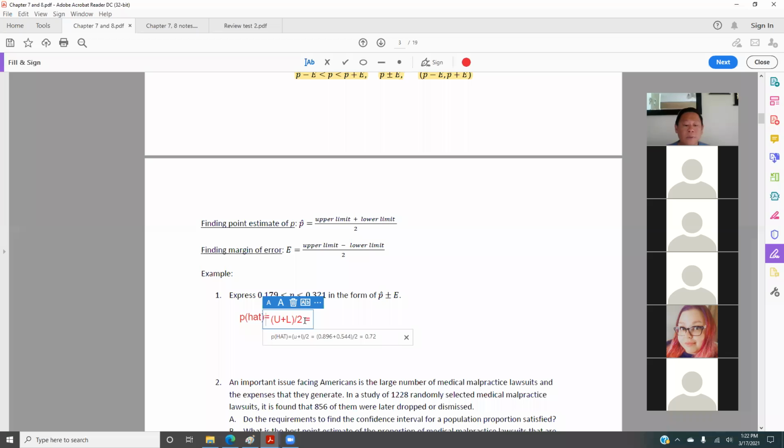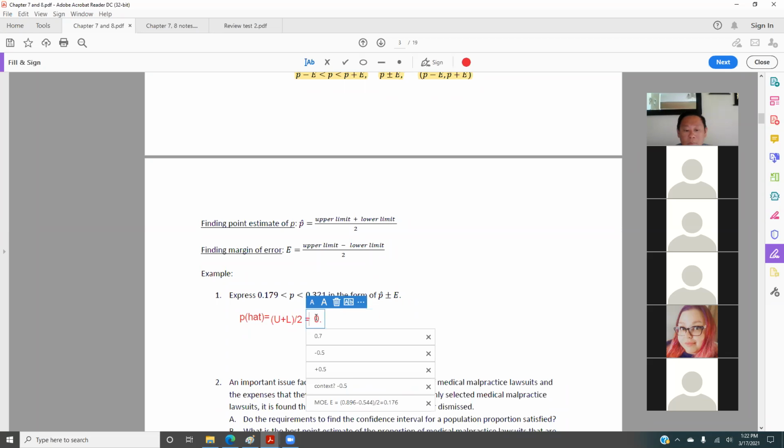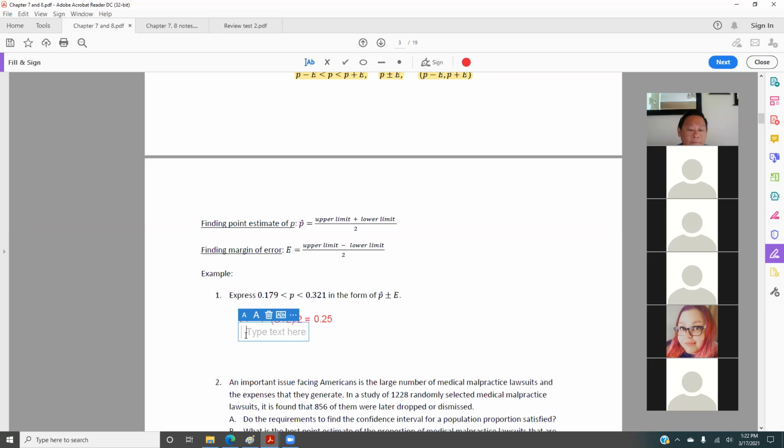Can you guys do that with this question? This is your upper. Don't forget the big one's the upper. This is lower. So go take out your calculator, add and divide by 2. 0.25. Everyone good with 0.25?